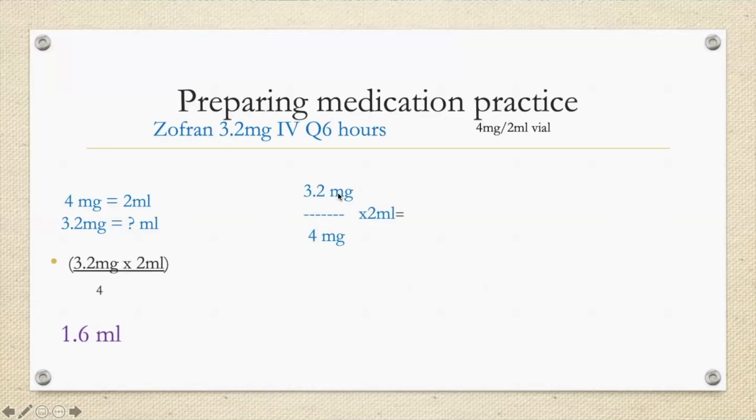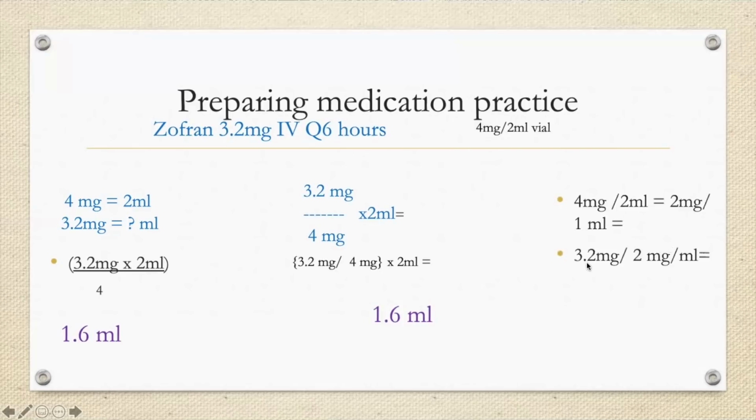Over with our desired over what we have times our vehicle, 3.2 milligrams is what we want. 4 milligrams is what we've got. It's in 2 mLs, 1.6 milliliters. And then if we've got 4 milligrams per 2 mLs, that means that every mL has 2 milligrams in it. We want 3.2 milligrams. There's 2 milligrams per mL, 1.6 milliliters.